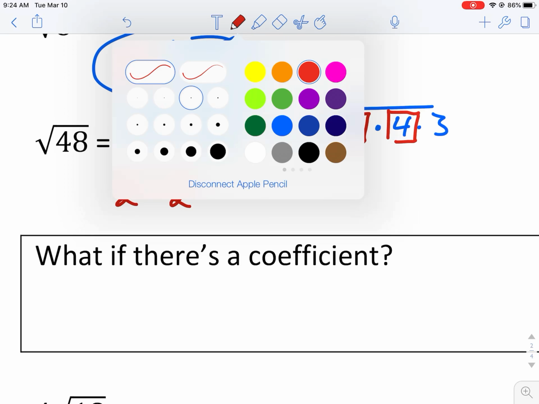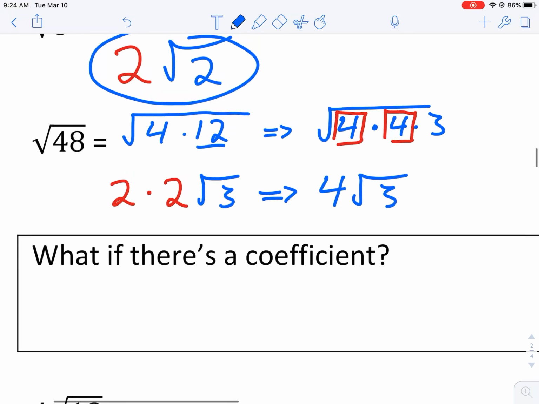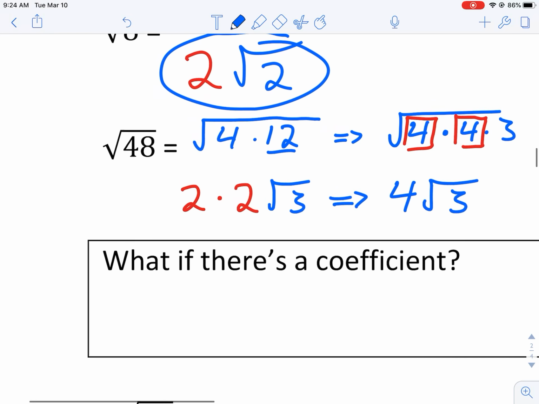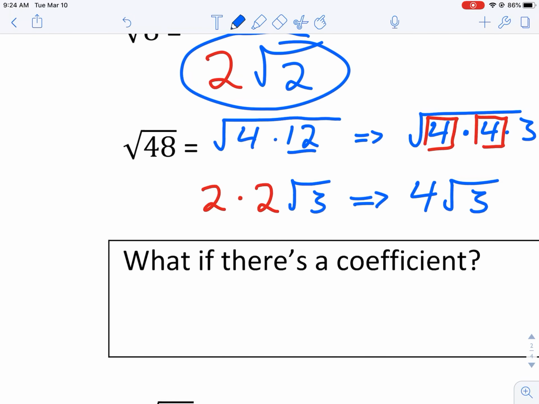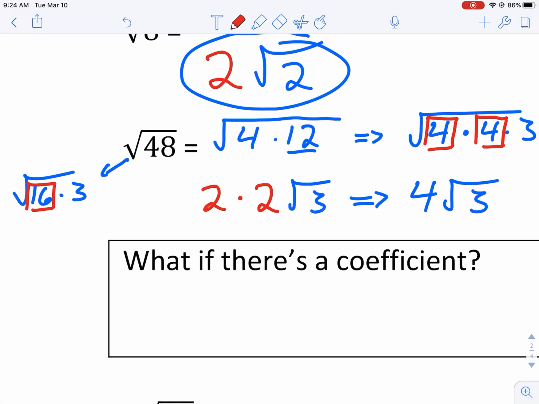And we're going to multiply those with the square root of 3. So my actual answer is 4 square root of 3. Now, maybe you're really good with your perfect squares and your factors. If you broke this down as the square root of 16 times 3 right away, 16 is the perfect square itself. So that would also give you 4 square root of 3.